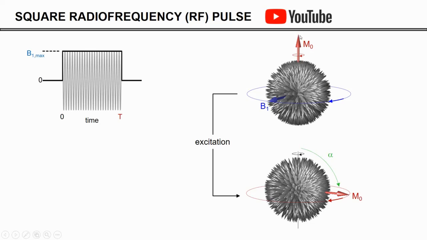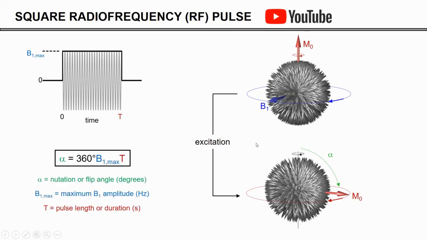The magnetization experiences a torque from B1 and rotates towards the xy plane over a nutation angle alpha. Now this alpha is proportional to the amplitude of the RF pulse, B1, and the duration of the RF pulse. And you can use either one or both to fine-tune this flip angle to be 90 degrees, or let's say you double the amplitude, it will be 180 degrees.